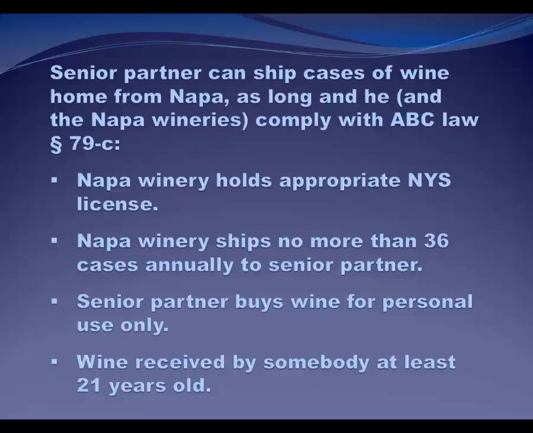He also needs to make sure that he's buying wine for his own personal use. He can't resell it at his wine club or something. And he needs to make sure that someone over 21 is going to be available to receive the shipment when it arrives at his home in Brooklyn. And that's it. Those are the conditions. If he can comply with the conditions, then he can go have fun in Napa and ship his wine home.